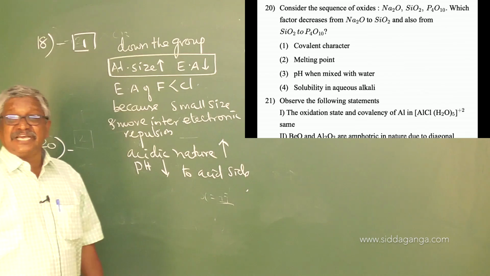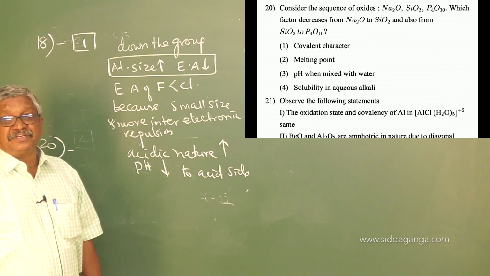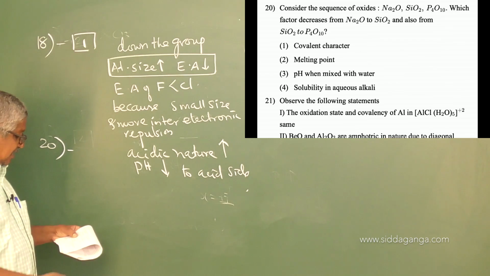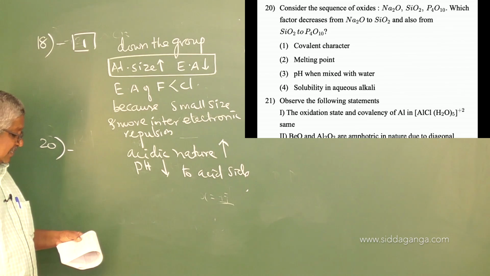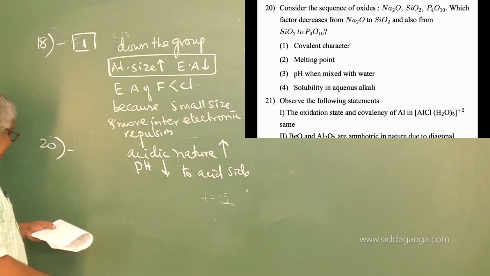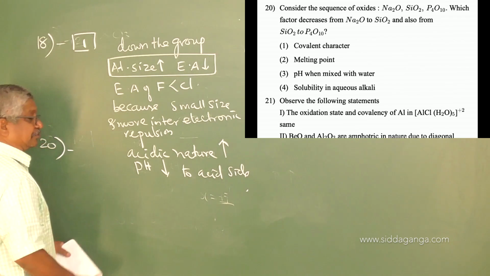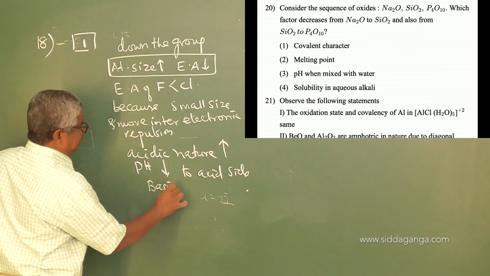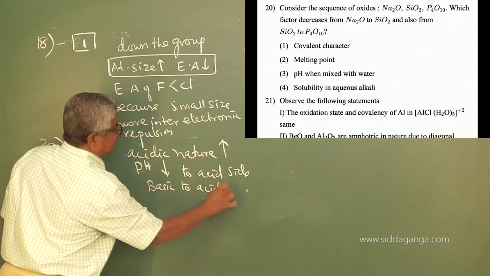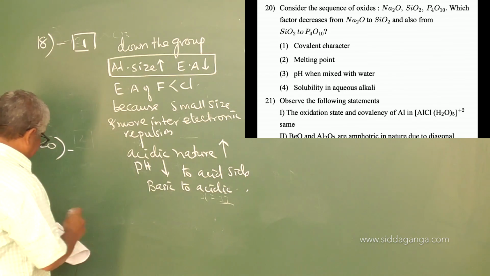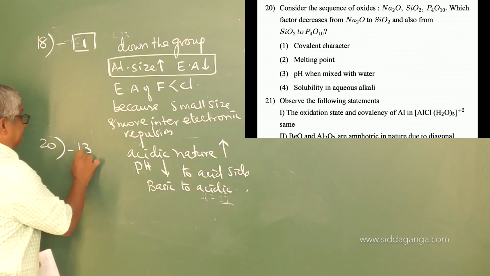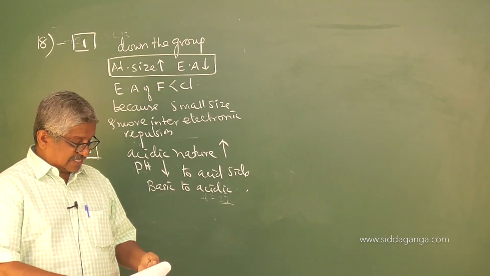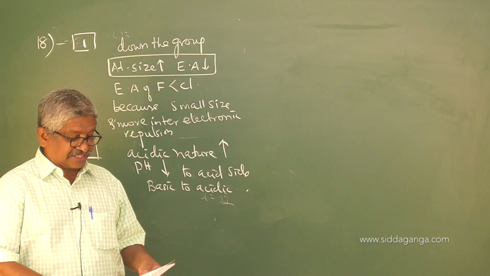When acidic nature increases, the pH value decreases. If you remember these points, the option 20 will be having pH when mixed with water going from basic to acidic side. So the 20th question option is 3. And the next question is 23.